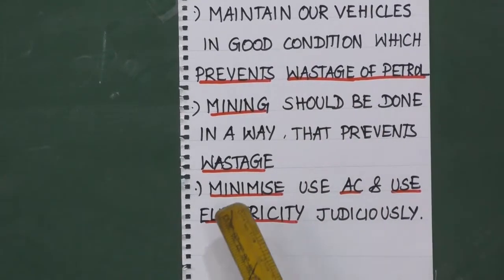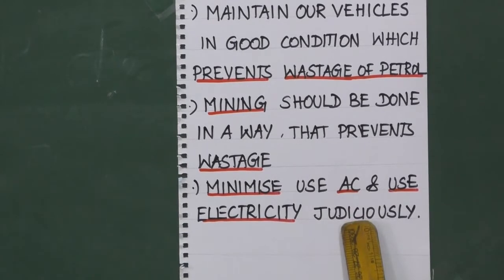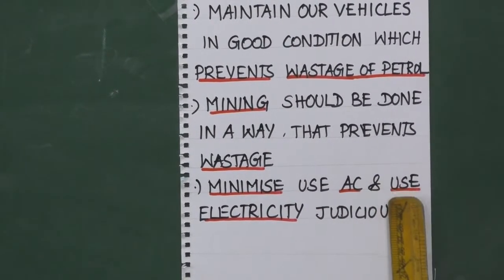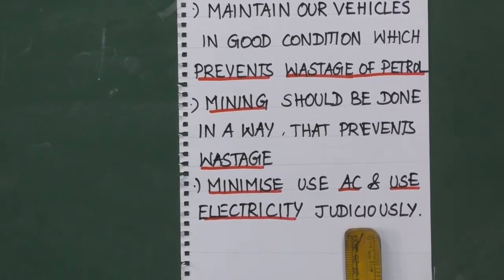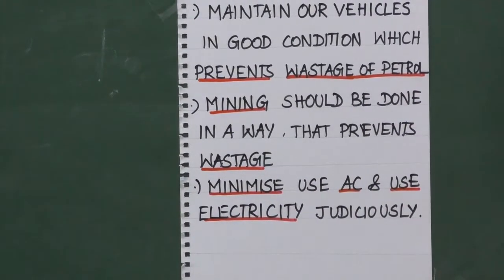Then the third step is minimize usage of air conditioner. Minimize the usage of air conditioner. And then use electricity judiciously. Clear, children? So these are different steps to conserve the natural resources.